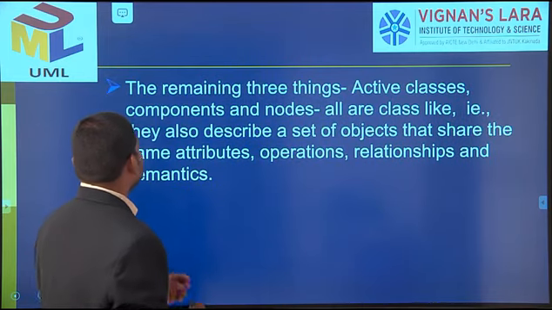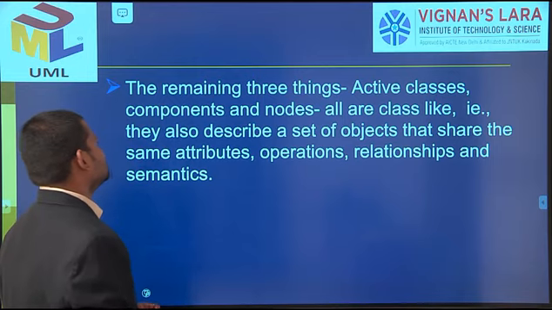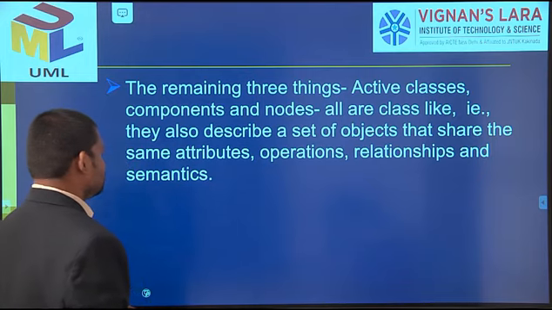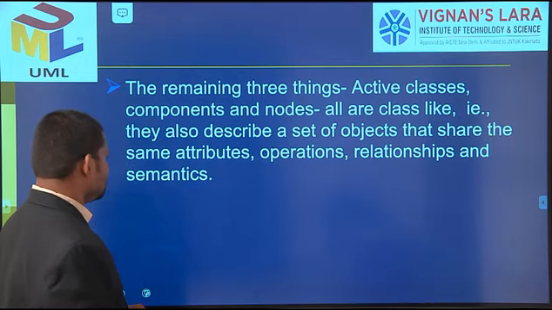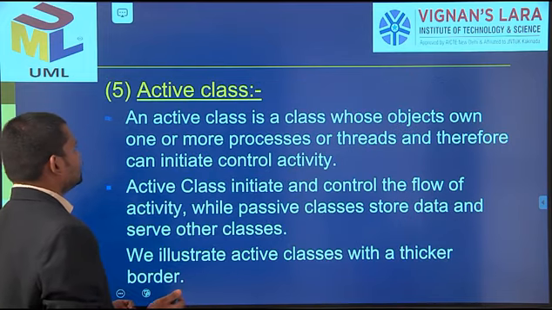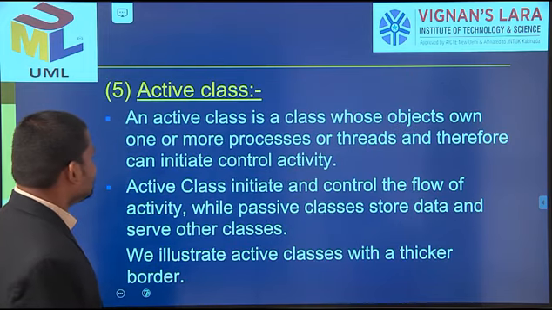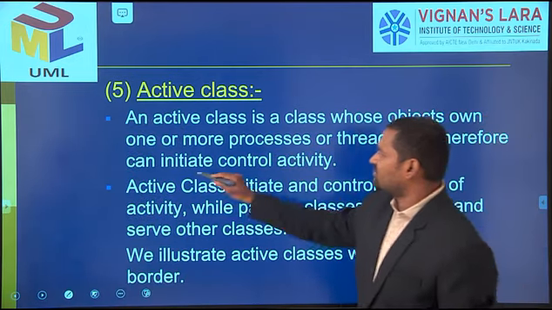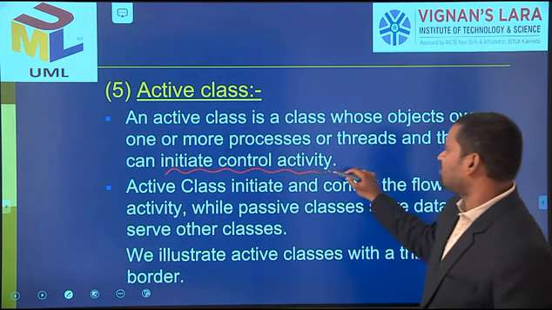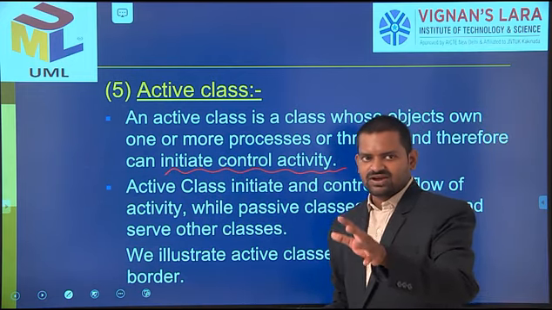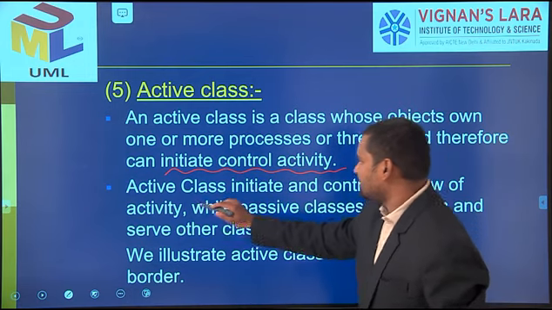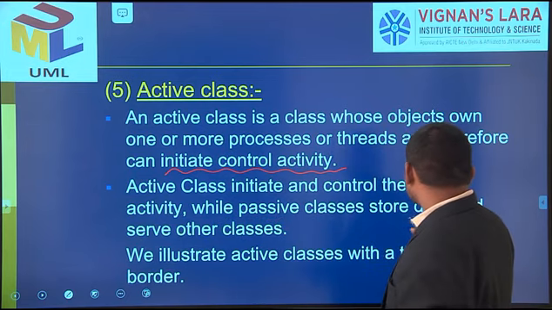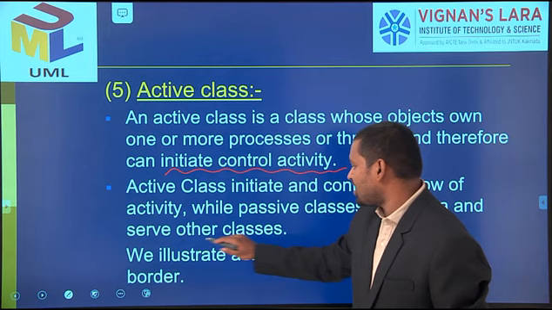The remaining three things, active classes, components and nodes, are all like a class. That is, they also describe a set of objects that share the same attributes, operations and relationships. An active class is a class whose objects own one or more processes or threads and therefore can initiate control activity. An active class initiates and controls the flow of activity, while a passive class serves other classes.